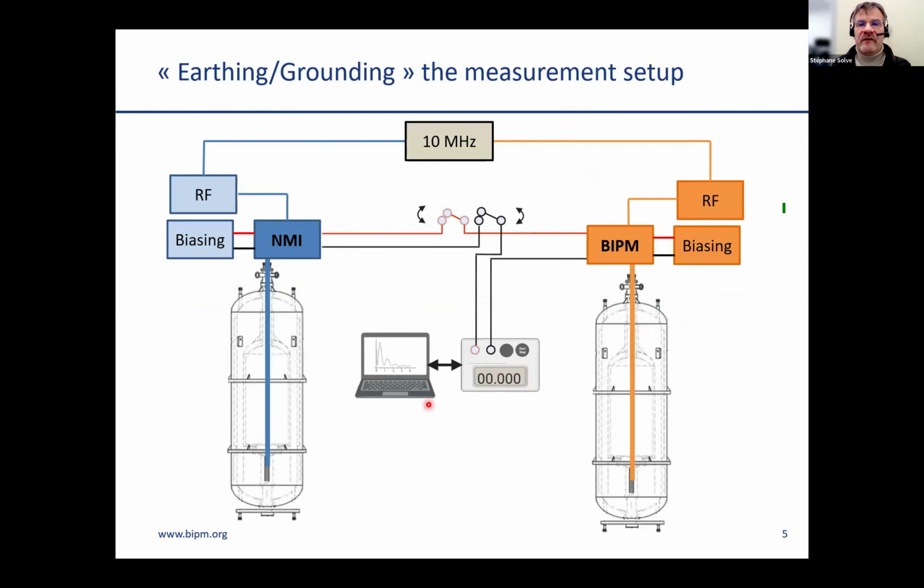As you can see from this slide, we have the two quantum standards, the BIPM transportable one and the NMI JVS on the left-hand side here. So the basis is to connect the two positive polarities of the two standards together and to place a nanovoltmeter between the two negative polarities to measure the voltage difference between the two.